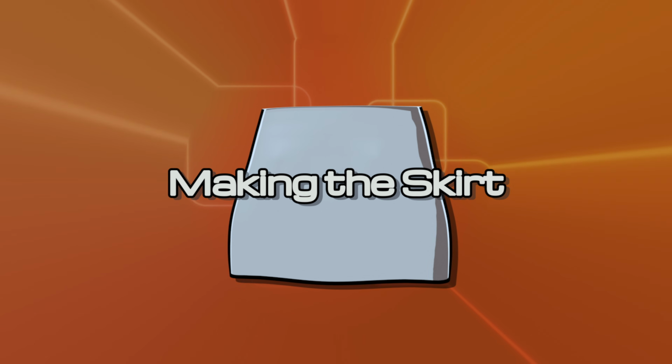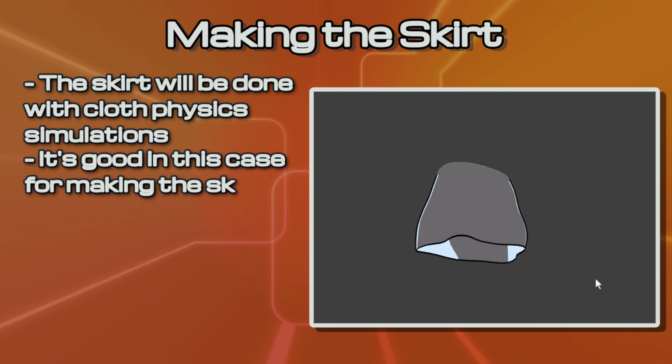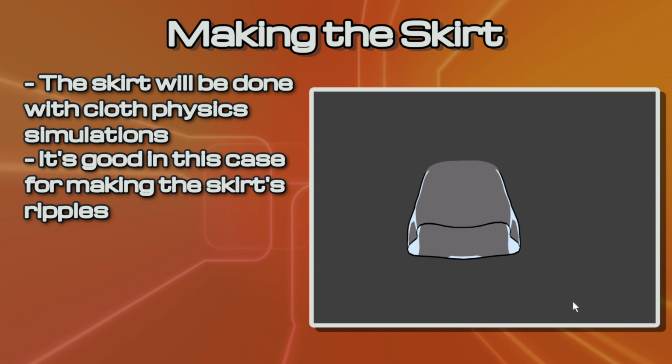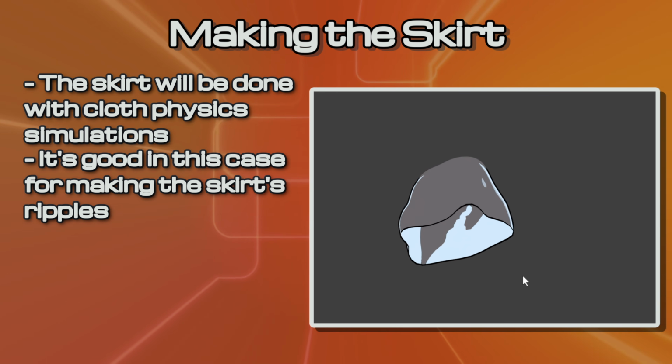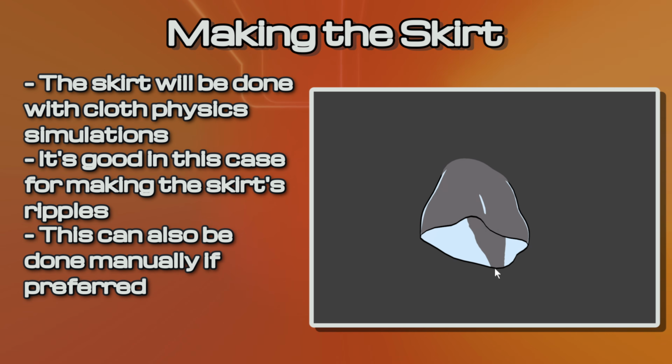The skirt will be the first instance where we will use Blender's cloth physics simulation tools. I think it's a valuable tool here because the skirt will have some ripples that can be made nicely with the simulation. You could certainly choose to model this manually with no issue, but it would be easy enough to do the cloth simulation here, as you can get away without setting up collisions.